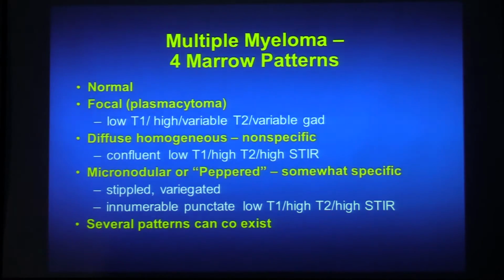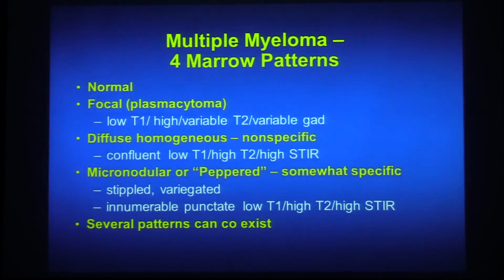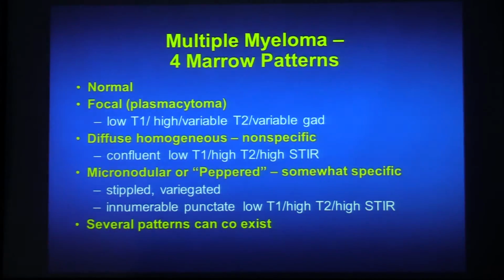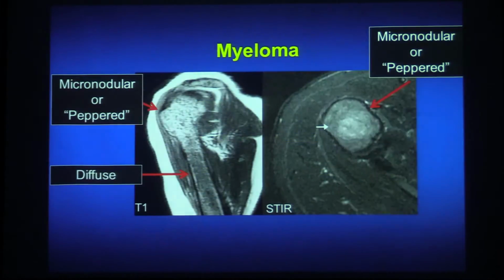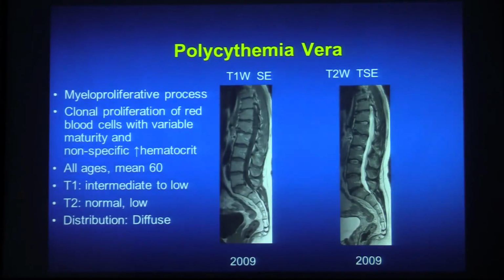Okay, multiple myeloma. Multiple myeloma is very common. You're definitely going to run across it. People have described 4 characteristic marrow patterns you can see in multiple myeloma. Not so easy in real life to distinguish these. Several patterns can coexist, but I want to show this to you for the micronodular or peppered appearance, which is somewhat specific for myeloma. So here it is. This is an image through the proximal humerus, and proximally we see the micronodular or peppered appearance, distally a more diffuse appearance. But when you see something like this, it should bring to mind the possibility of multiple myeloma.